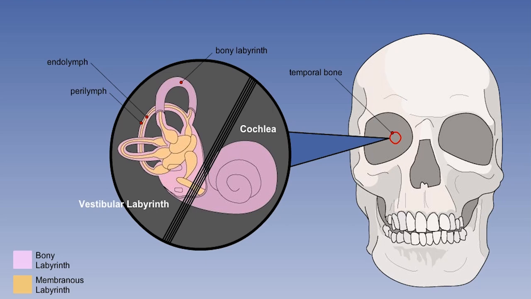One half of this structure deals with balance and is called the vestibular labyrinth or vestibular apparatus, and comprises two parts, the vestibule and the semicircular canals. We will look at this later. The other half, called the cochlea, deals with sound.